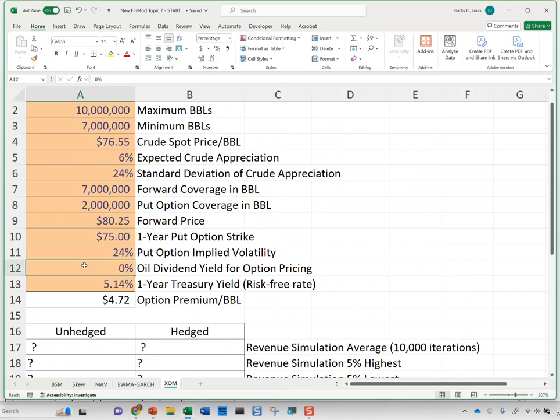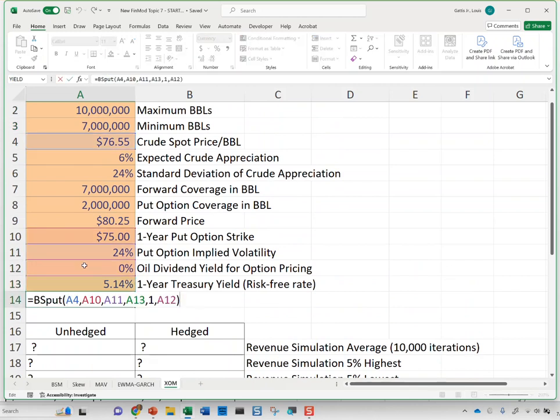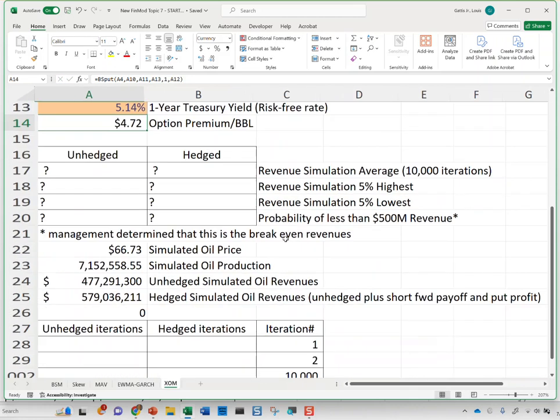Notice on Black-Scholes I have the BS put function, and I assumed a volatility of oil prices of 24%, current spot price of 75, no dividend yield, and I have a risk-free rate in there, and I went ahead and calculated the Black-Scholes price of a $75 put option on oil, 1 year maturity. Okay, so I think I'm all set here.